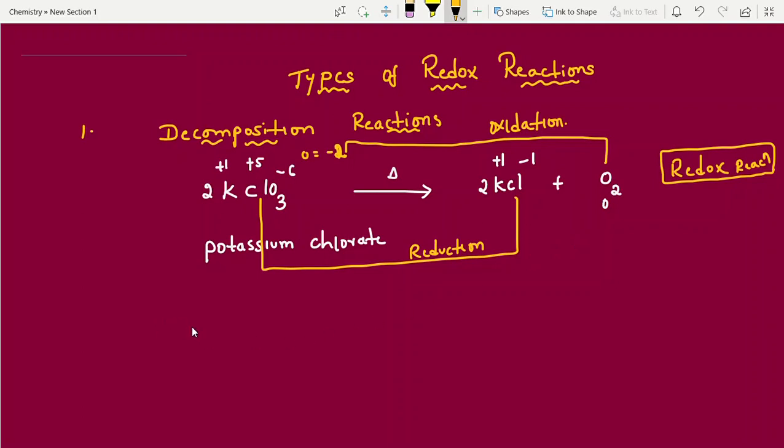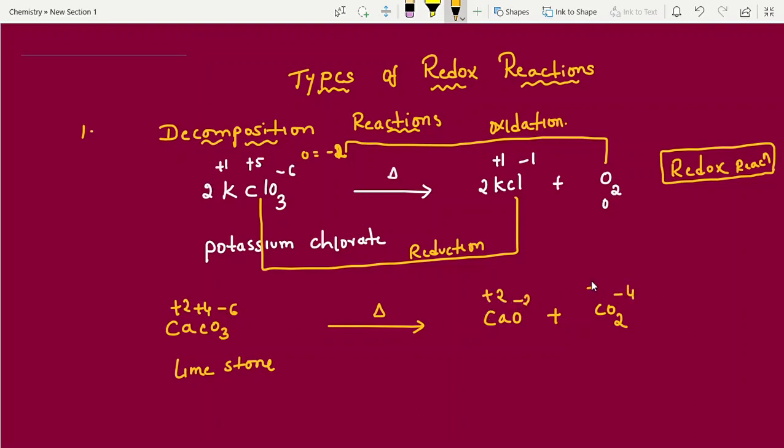Now the next example I am taking is calcium carbonate. What do we call this? Limestone, right? Limestone on decomposition gives CaO plus CO2: quicklime, calcium oxide, plus carbon dioxide. Can you check whether it is a redox reaction or not? This is -6, this is +4, this is +2. Here -2, +2. Here -4, +4, right?